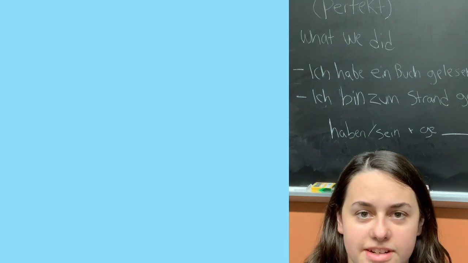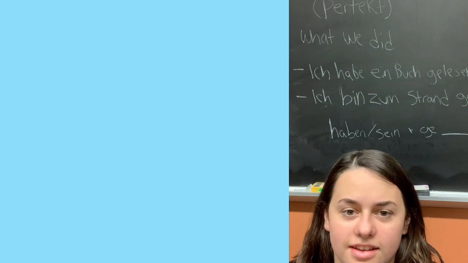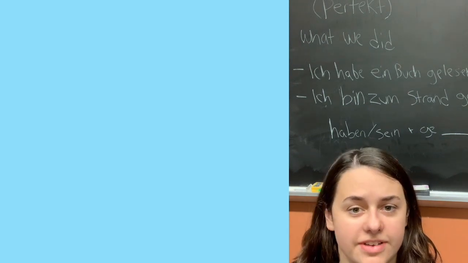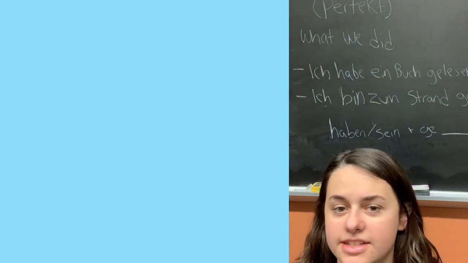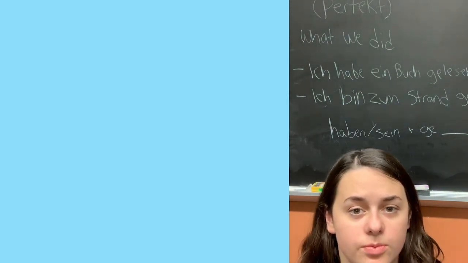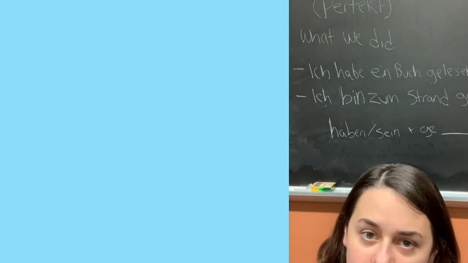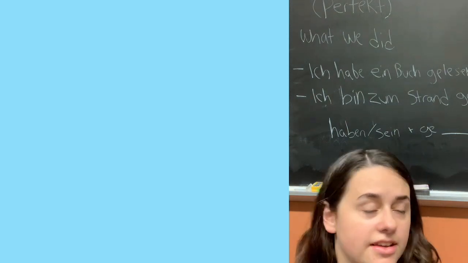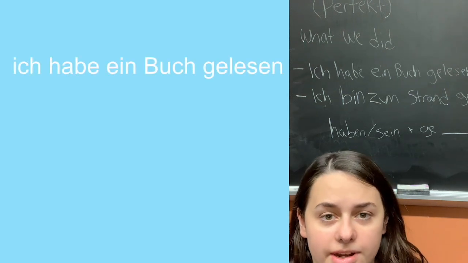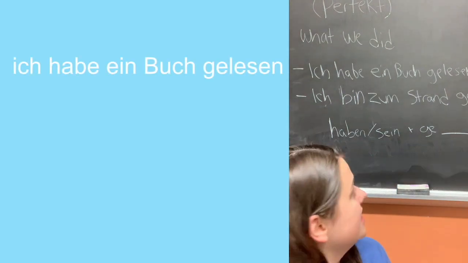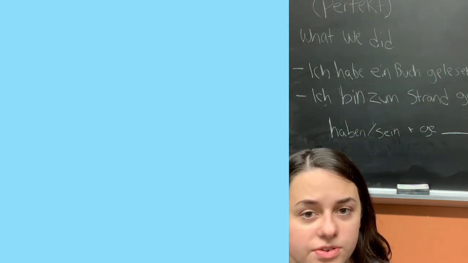Und dann haben wir die Vergangenheit. Now we have the past tense, and this is also called Perfekt in German. I don't know why, but it is. So, as you know, the past is what we did, something we're not currently doing, but we have done before. So our first example is ich habe ein Buch gelesen. I read a book. And then we have ich bin zum Strand gegangen. I went to the beach.